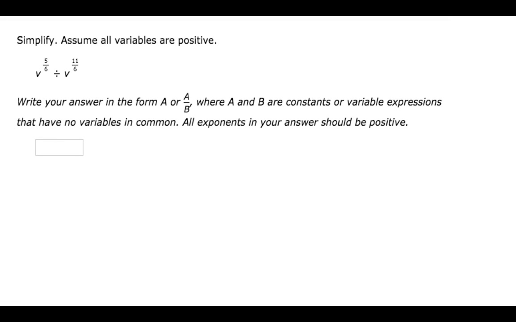All right, next example. This is just written differently, but it's the same thing as saying v to the 5 over 6 divided by v to the 11 over 6. Again, we're going to be using that subtraction rule. When you're dividing two exponential expressions with the same base, you subtract the top from the bottom. Luckily, our denominators are the same. So 5 minus 11 is negative 6, all over 6, which was our common denominator.